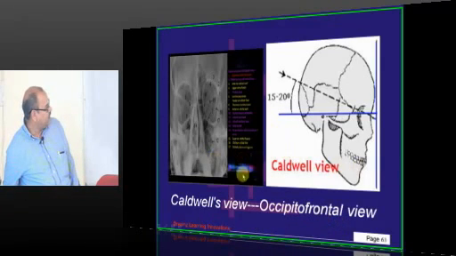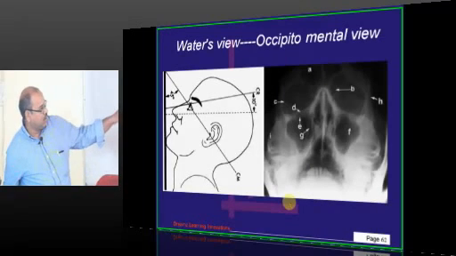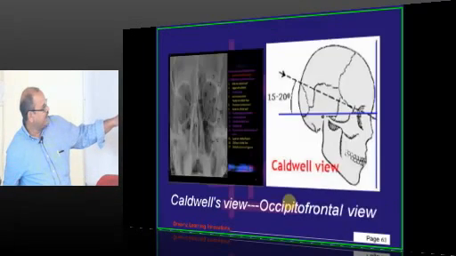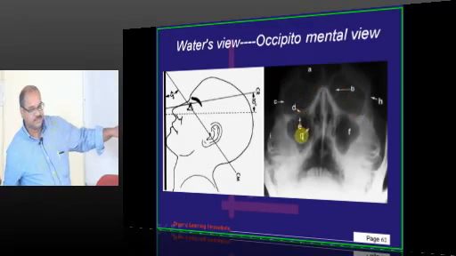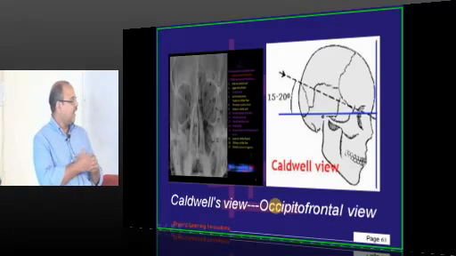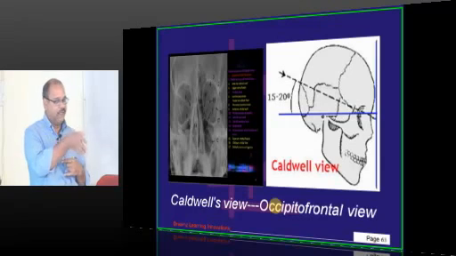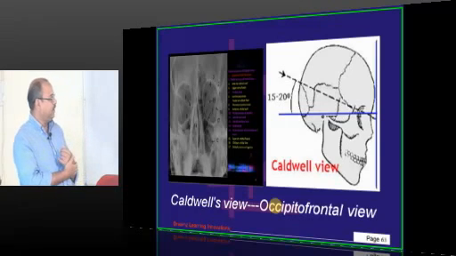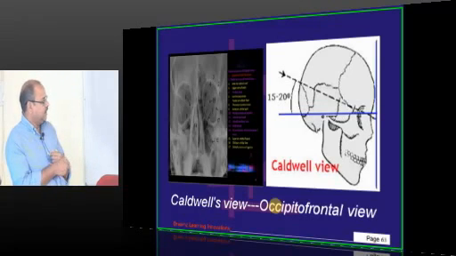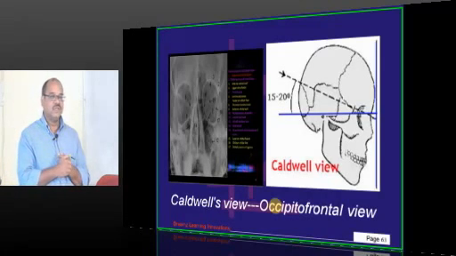This is the Waters view, and almost all the sinuses are seen here. This is the Caldwell view. Caldwell view is 15 to 20 degrees tilt of the beam towards the radiographic plate, and where you can see the frontal sinus anatomy is seen better in Caldwell view.